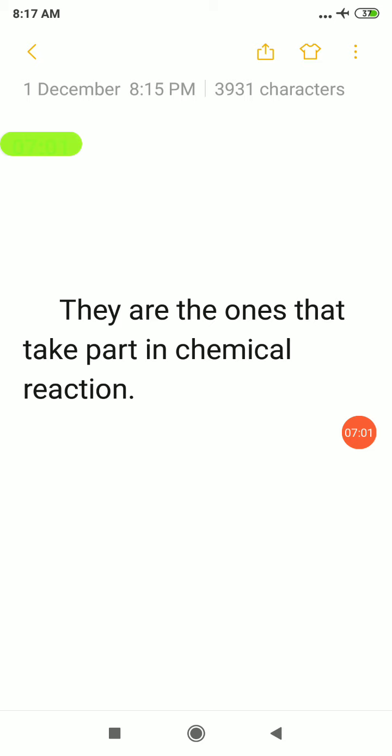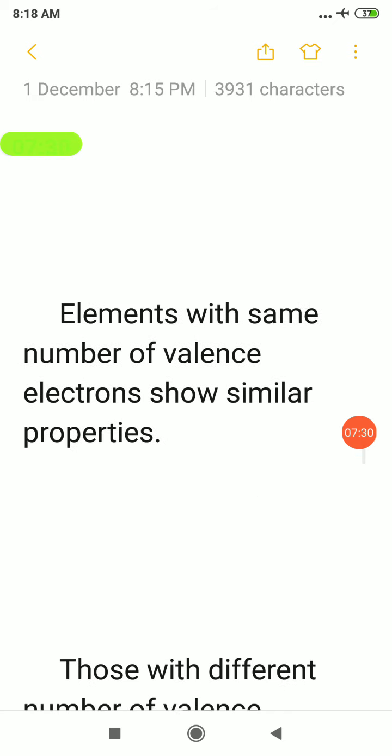And as I already told you, why are these valence electrons given so much importance? These are the electrons that take part in the chemical reaction. When one atom reacts with another atom, the electrons in the inner shell do not participate, whereas the ones present in the outermost shell, that is the electrons present in the valence shell, take part in the chemical reaction. That is why these electrons are very, very important. Okay, so with this, valence electrons are over.